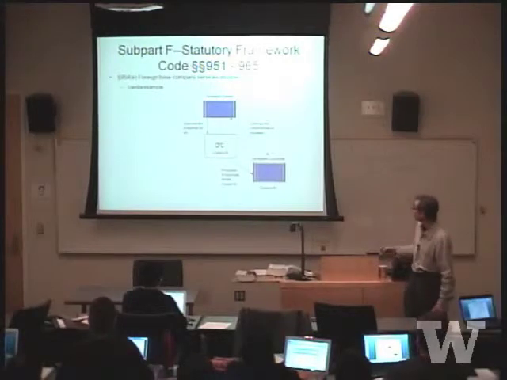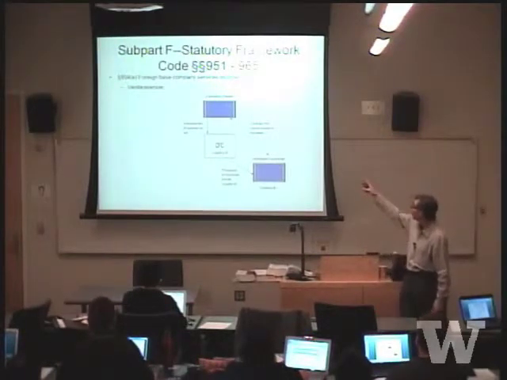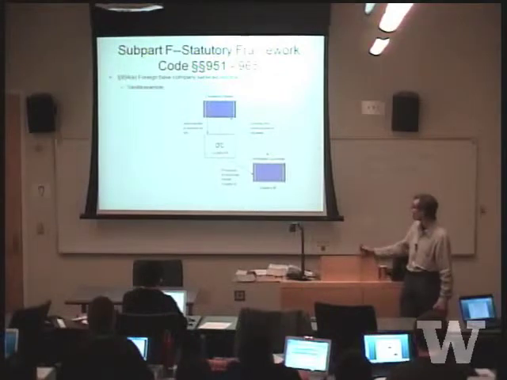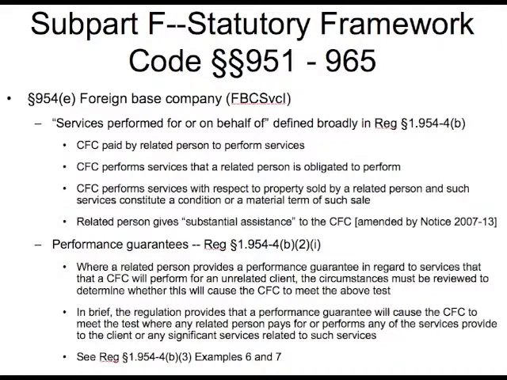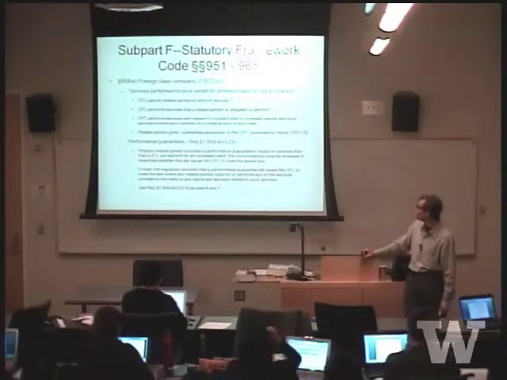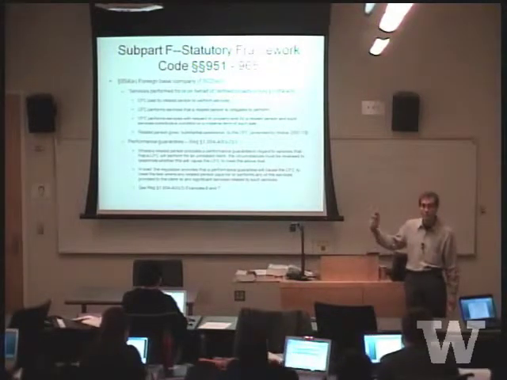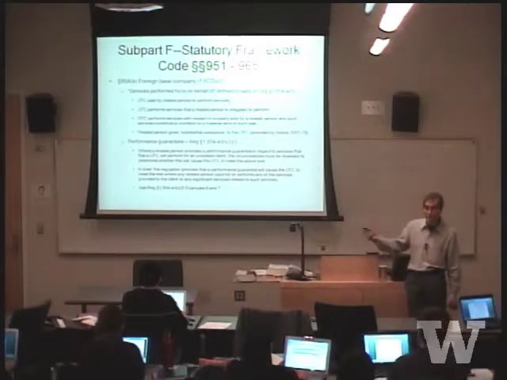Okay, in our vanilla example, the parent contracts with an unrelated customer, contract for construction of a highway, and subcontracts a portion of the job to the CFC. There are some detailed rules on what this involvement of a related party means.